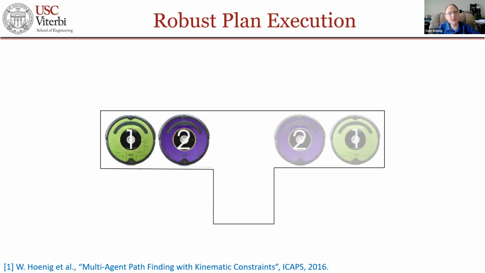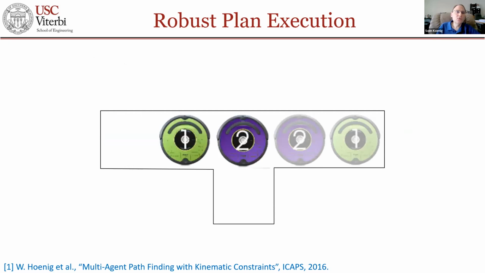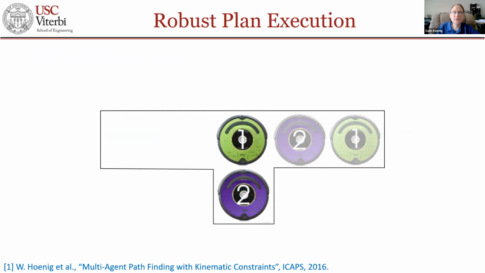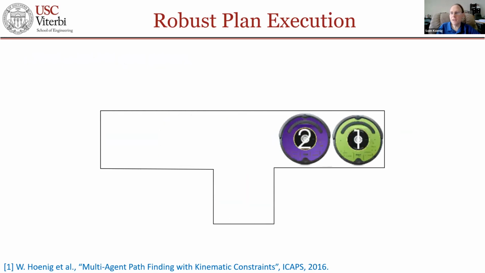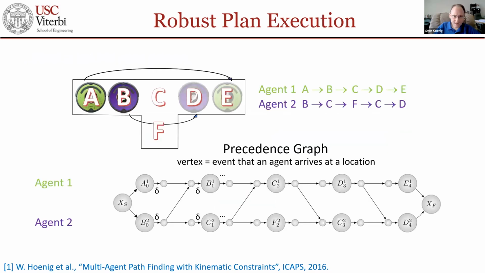Let me use this particular MAPF problem here, where we have two robots on the left that need to move to the right. The way they do this is that the blue robot moves into the alcove to let the green robot pass. So the planner will give us this plan here, where the green robot needs to move from E to B to C to D to E, and the blue robot needs to move from B to C to F to C to D.